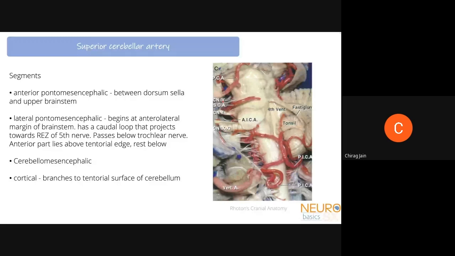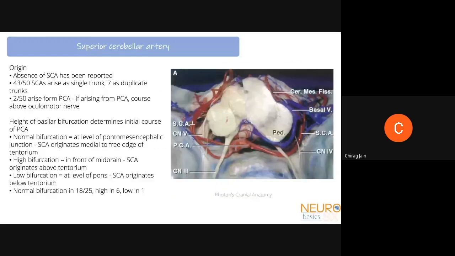So we know that the SCA is going to be arising from the basilar artery before the origin of the PCA. There have been cases where there has been an absence of superior cerebral artery completely. Most of these arise as a single trunk, but some of them, about 14%, can arise as duplicate trunks from the basilar as well. In only 4% of cases, the SCA itself can arise from the ECA itself. And if it arises from the posterior cerebral artery, it is going to be running above the third nerve and not below the third nerve.